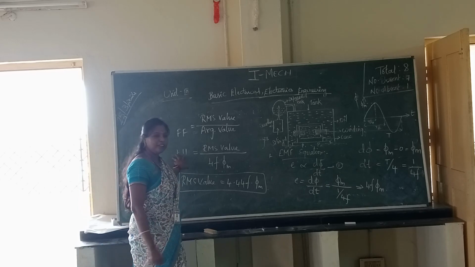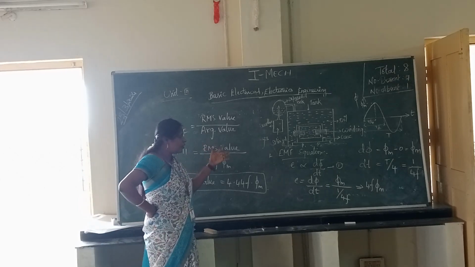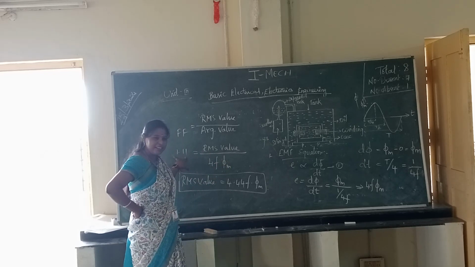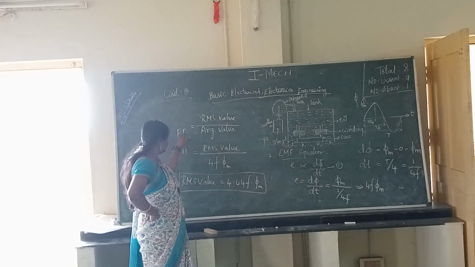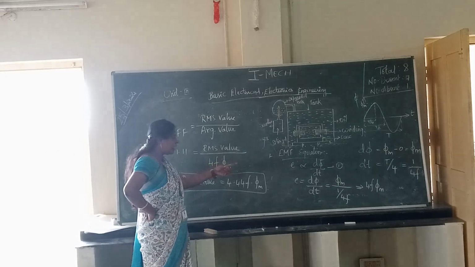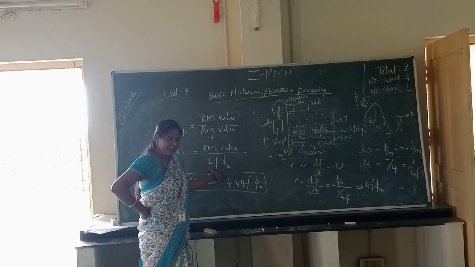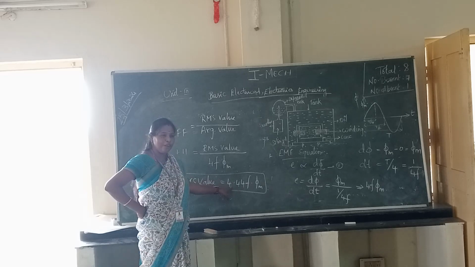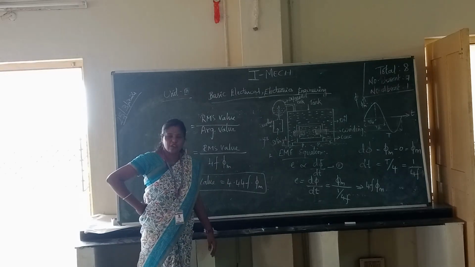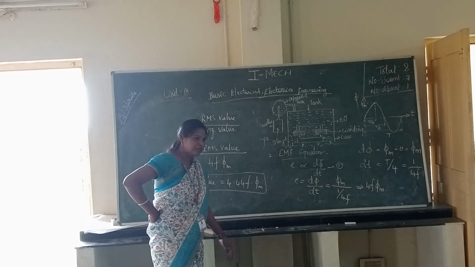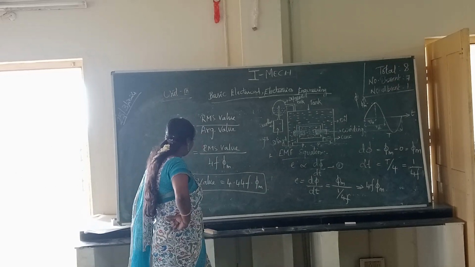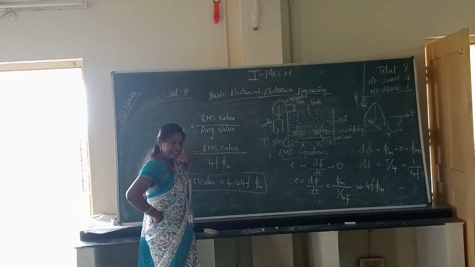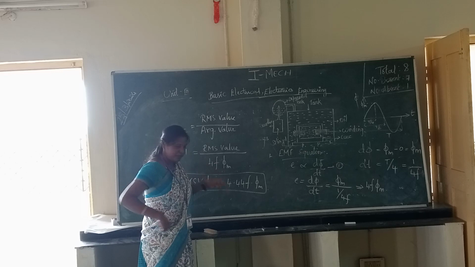So the form factor for an AC signal, transformer always works with AC, is what? 1.11 always. So replacing form factor with 1.11, average EMF value is 4f into phi m. So when I multiply that, 4.44 into f into phi m is your RMS value. Form factor for AC signal is 1.11.